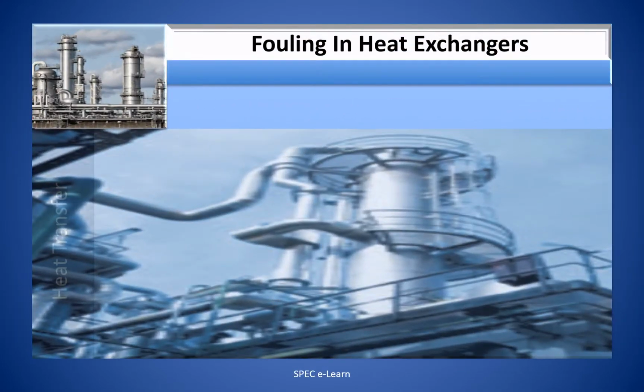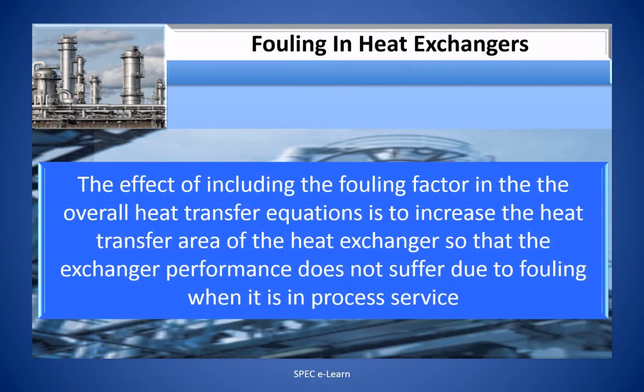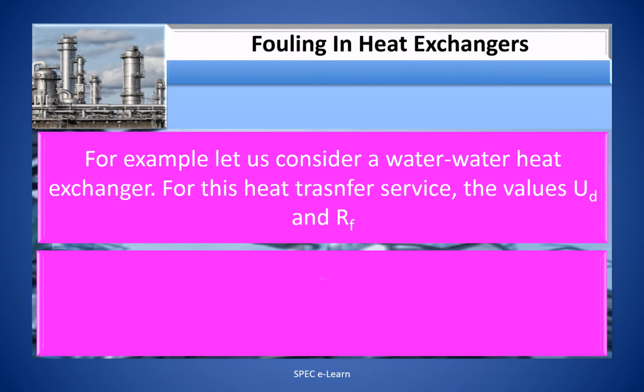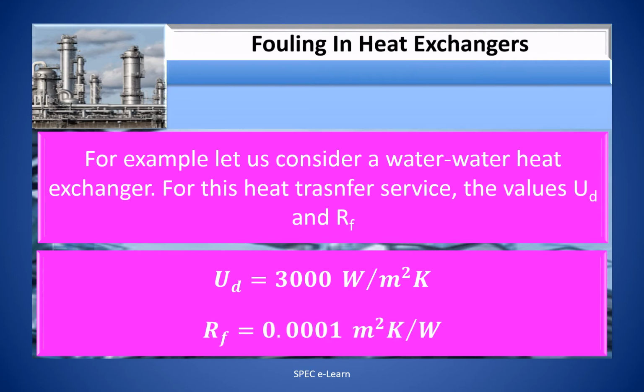The effect of including the fouling factor in the overall heat transfer equation is to increase the heat transfer area of the heat exchanger so that the exchanger performance does not suffer due to fouling when the exchanger is in service. For example, let us consider a water-water heat exchanger. For this heat transfer service, the values of UD and RF are UD equal to 3000 watts per meter squared Kelvin, RF equal to 0.0001 meter squared Kelvin per watt.